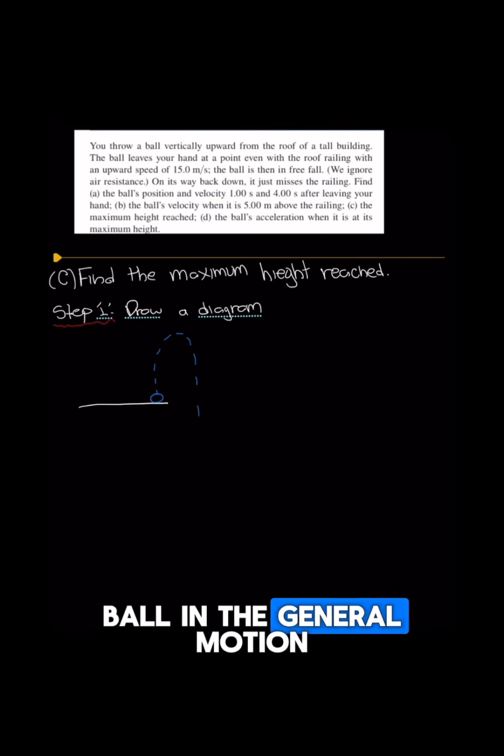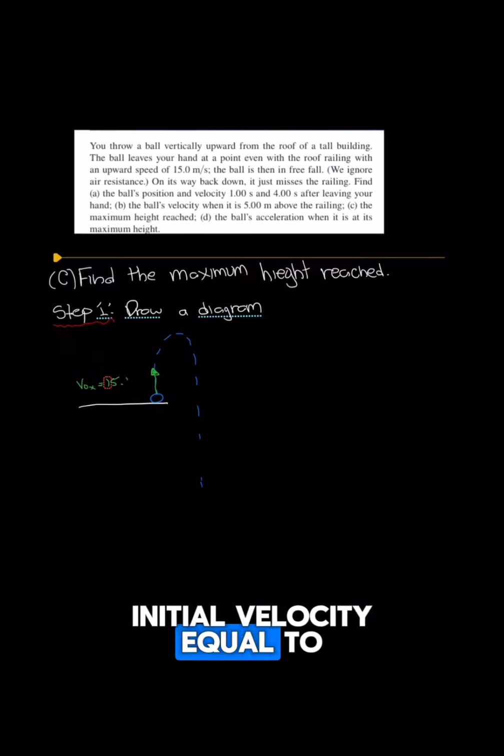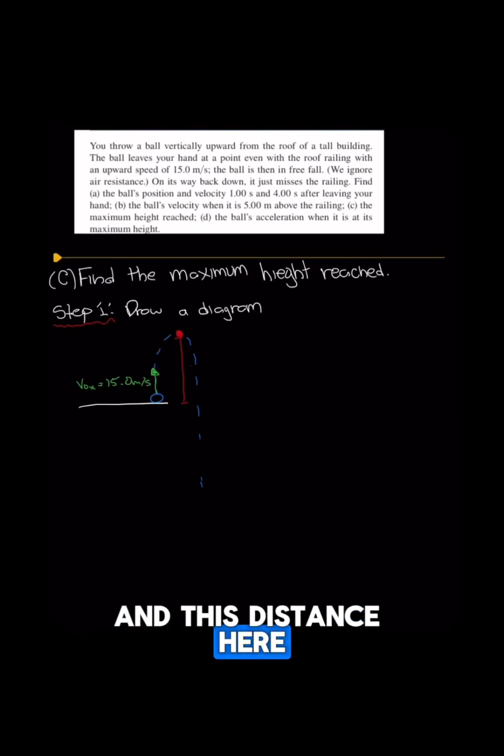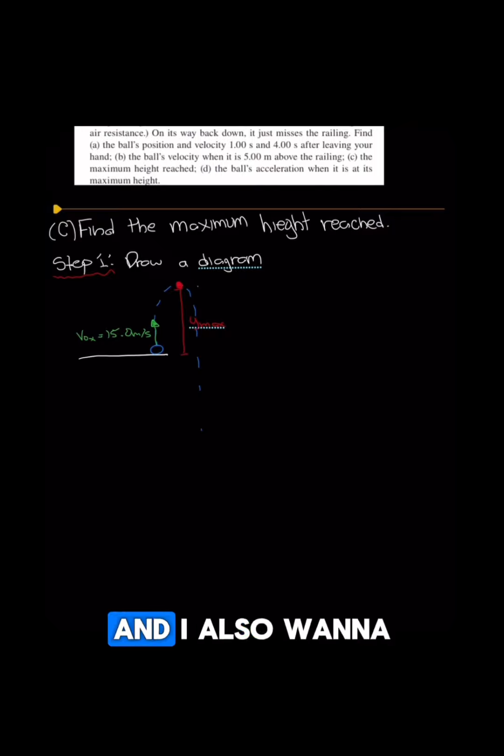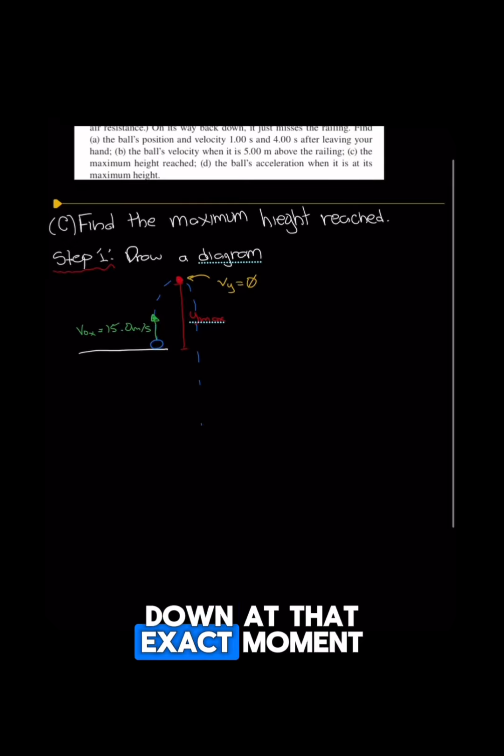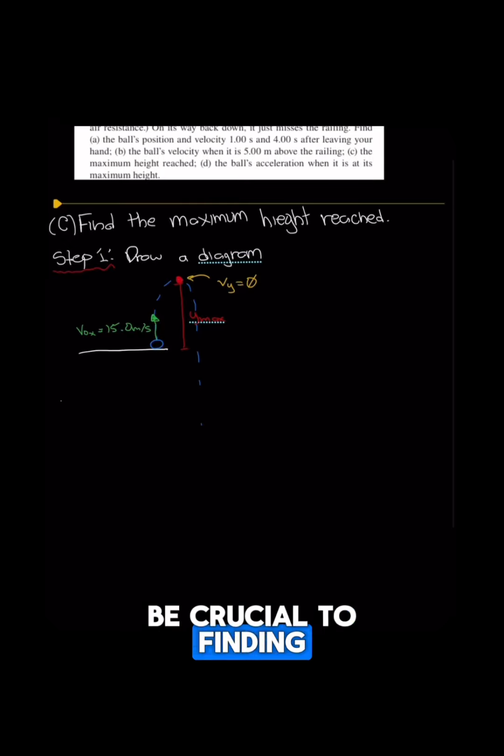So we have the ball in its general motion, as well as the initial velocity equal to 15 meters per second. And this distance here is going to be the maximum height of the ball. I also want to note that at the maximum height, the velocity is going to be equal to 0 because the ball is not going up or down at that exact moment. So this is going to be crucial to finding the maximum height.